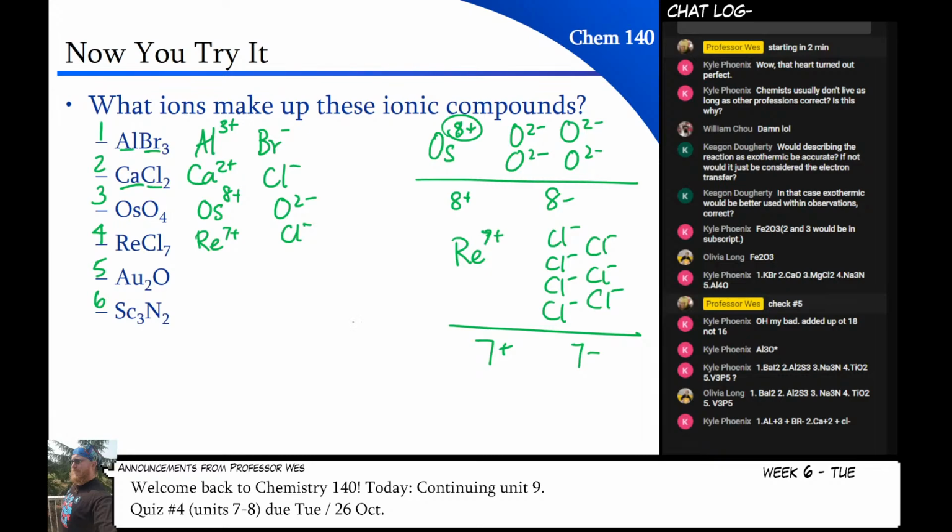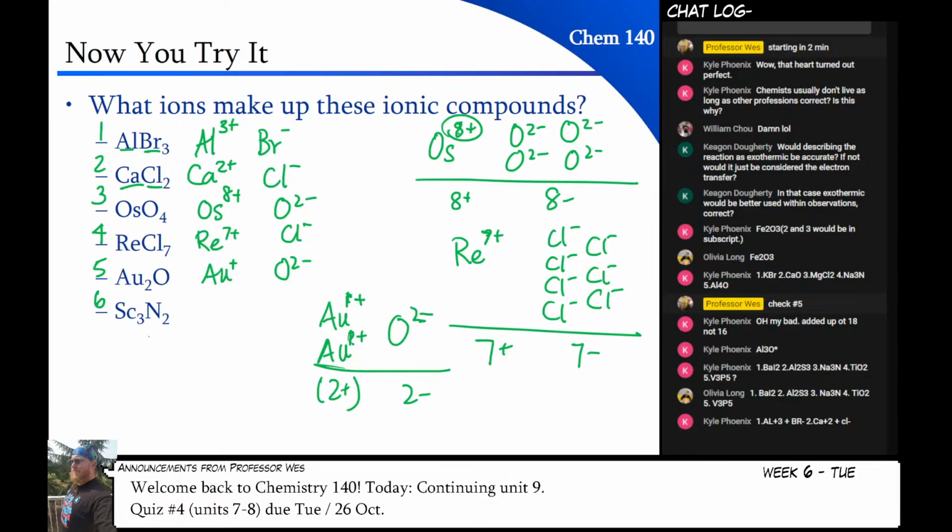For gold oxide, I've got 2 golds, but I don't know what their charges are. I've got 1 oxide. That should be a 2-. Well, what must the total positive be? Well, this has got to be 2+, right? And it's split among 2 things, so each of these must be just 1+, which I'm just going to write as plus. And there you go.